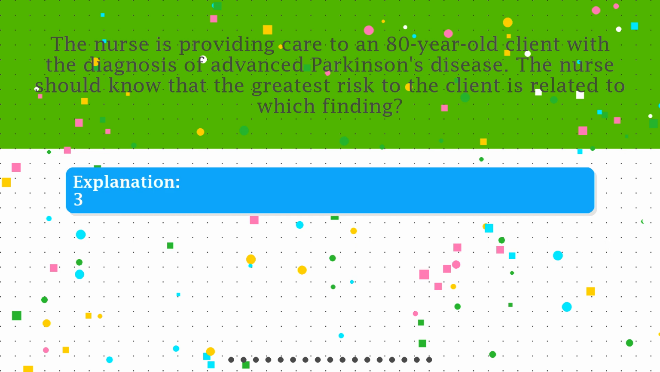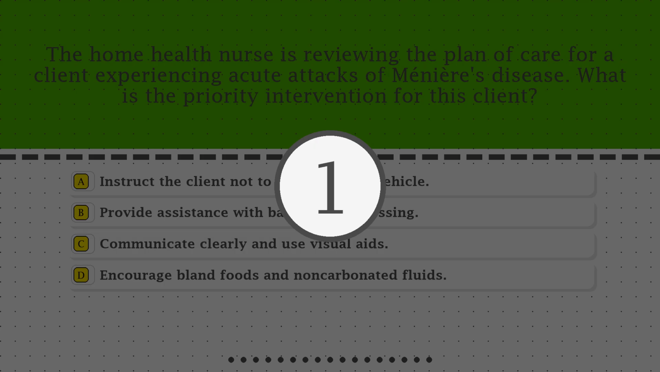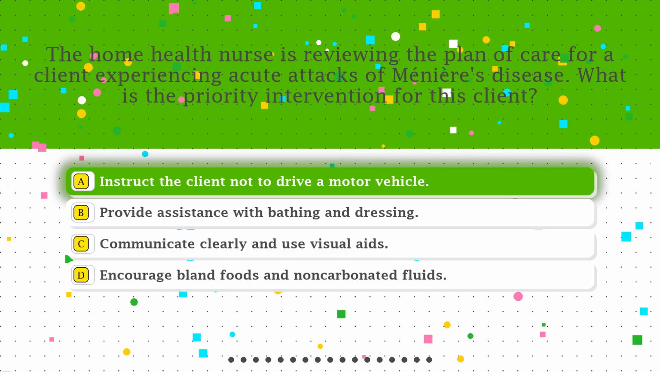Question 7. The home health nurse is reviewing the plan of care for a client experiencing acute attacks of Meniere's disease. What is the priority intervention for this client? Option A, instruct the client not to drive a motor vehicle. Option B, provide assistance with bathing and dressing. Option C, communicate clearly and use visual aids. Option D, encourage bland foods and non-carbonated fluids. The correct answer is option A, instruct the client not to drive a motor vehicle.